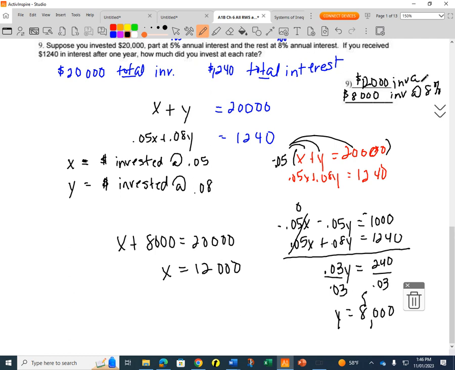at 5%. Does that make sense, Faith? Does that make sense, Zanaya? So we invested a total of $20,000. 12,000 plus 8,000 is $20,000. And we could check this one too if we wanted to, but I don't want to. Y'all want to? Nope. All right, I didn't think you did.